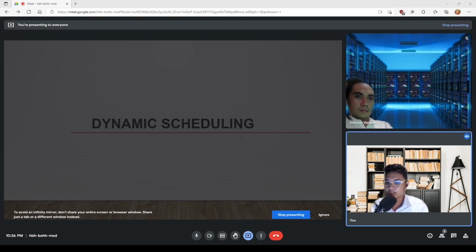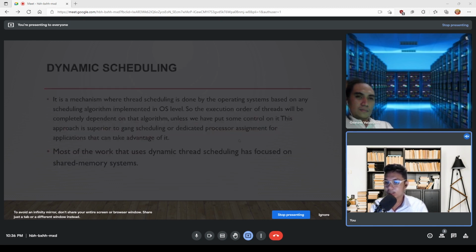So dynamic scheduling is our next topic. Dynamic scheduling is a mechanism where thread scheduling is done by the operating system based on any scheduling algorithm implemented at the OS level. The execution order of threads will be completely dependent on that algorithm unless we put some control in it. This approach is superior to gang scheduling or dedicated processor assignment for applications that can take advantage of it. Most of the work that uses dynamic thread scheduling has focused on shared memory systems. So just keep that in mind.